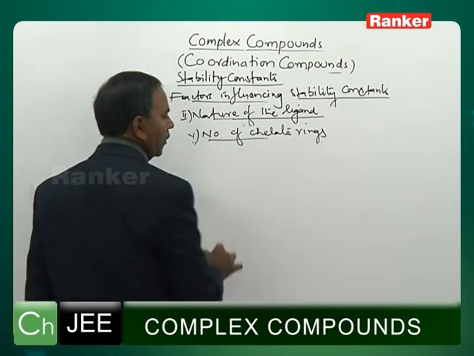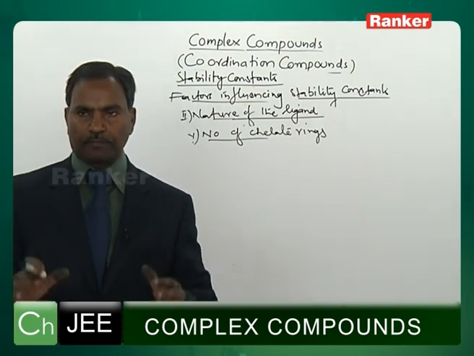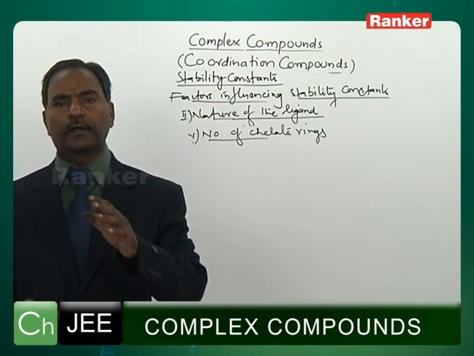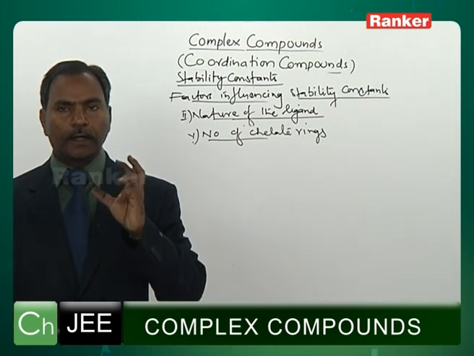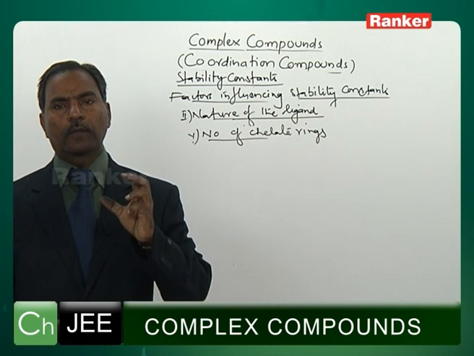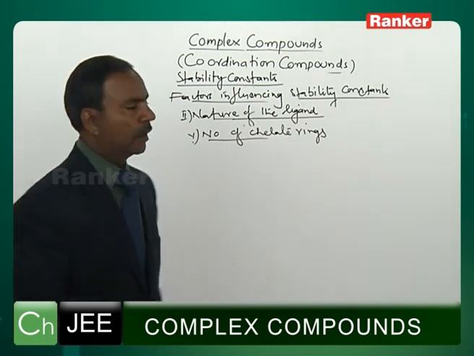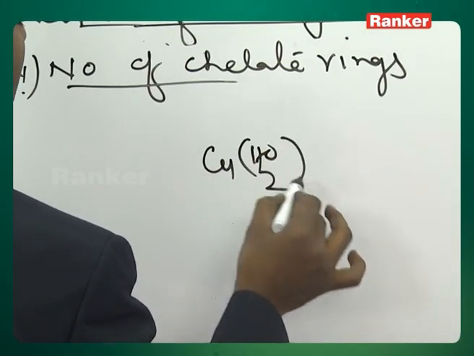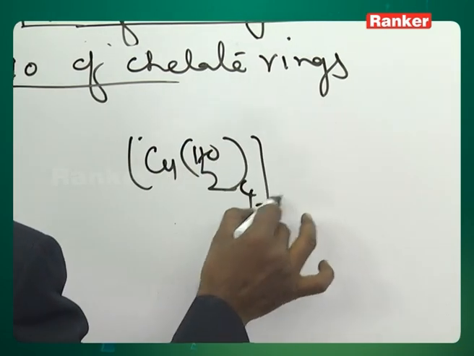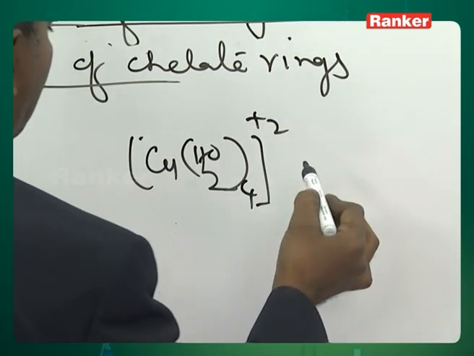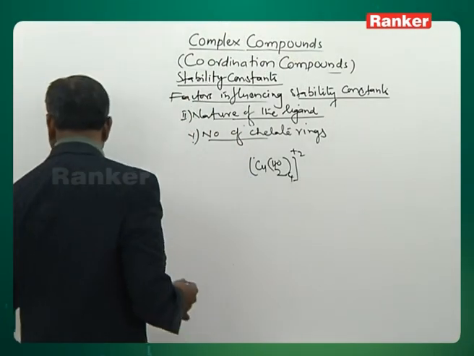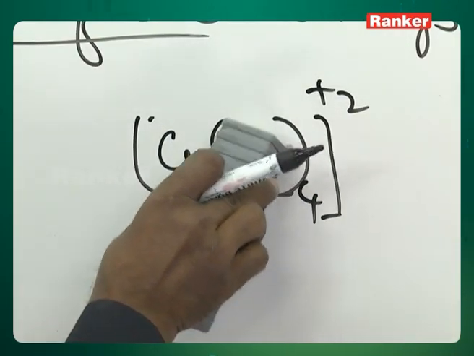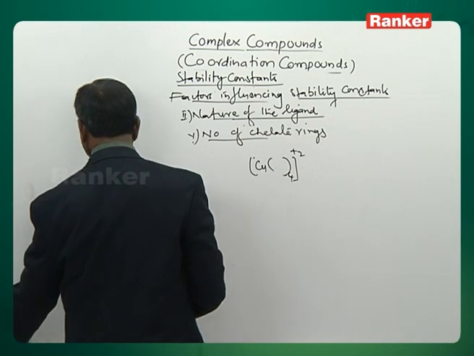Now, suppose any one chelate ligand which is capable of forming more number of chelate rings, that particular complex is found to be highly stable. What I am saying, a chelate ligand which is capable of forming more number of chelate rings is found to be more stable. Let me give an example. Suppose you are talking about Cu(H2O)4 2+. Instead of H2O, let us write all the same type: Cu(NH3)4.